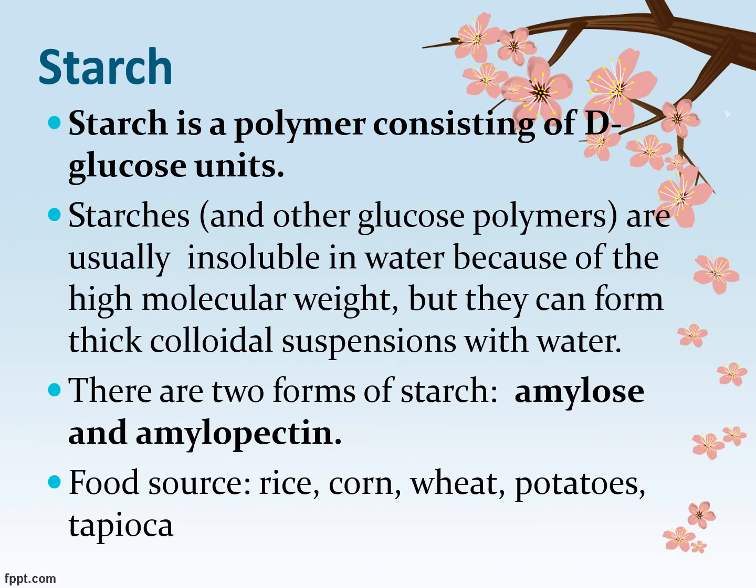So there are two forms of starch, either amylose or amylopectin, and we will see the difference between these two in the following slides. Now, the most important food sources of starch are rice, corn, wheat, potatoes, tapioca, and many more.